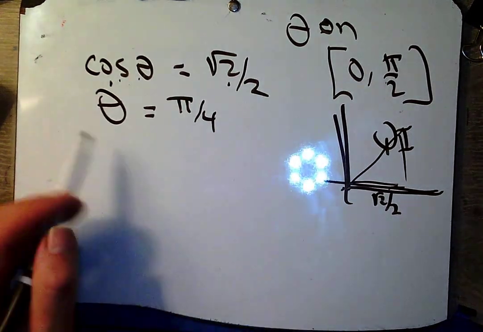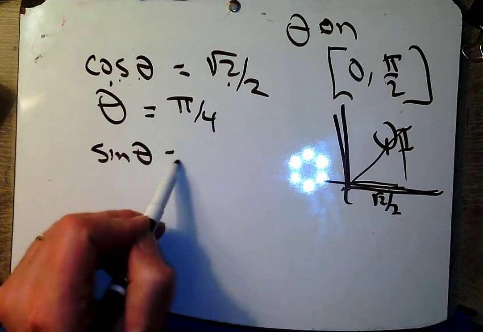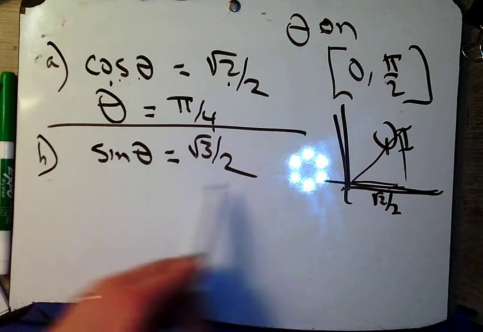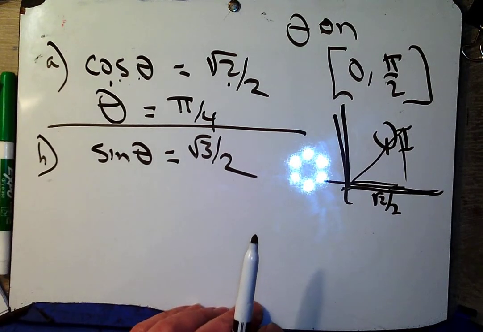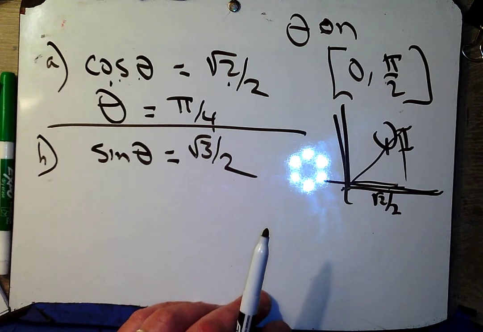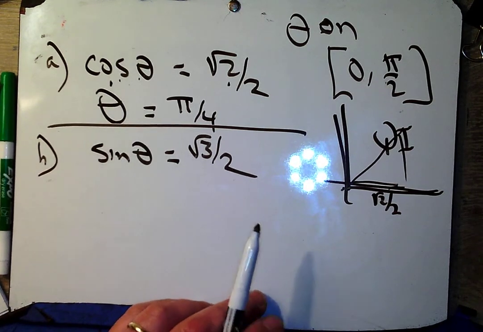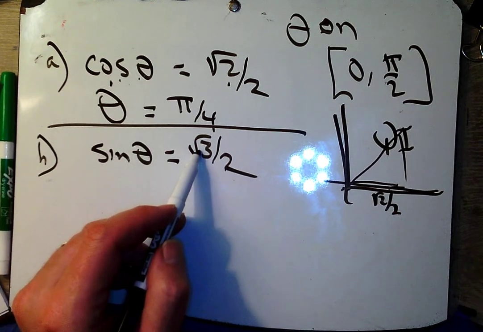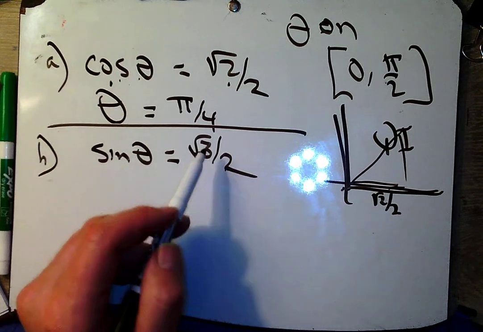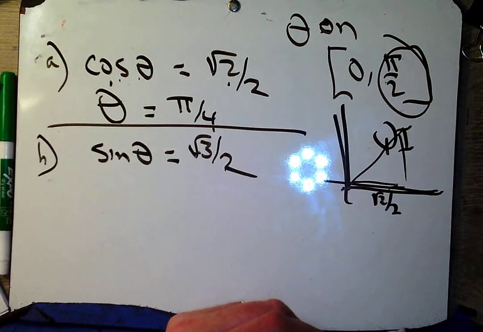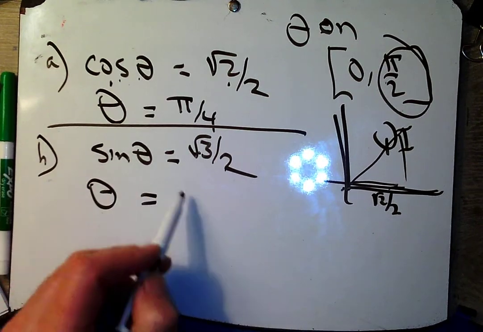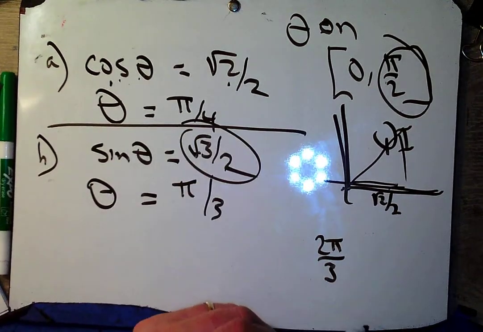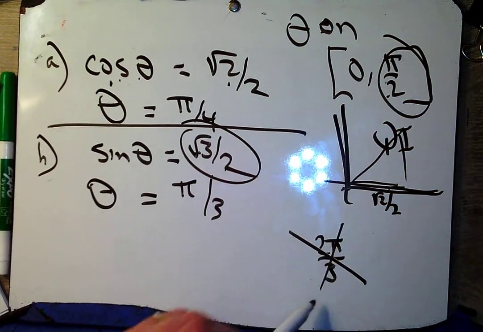How about sine of theta equals root 3 over 2? What do you get for that? So sine, the y value, is root 3 over 2. Well, that happens at 2 pi over 3 and at 1 pi over 3. But since we're stopping at pi over 2, we only have one answer here, and that's pi over 3. 2 pi over 3, while it has this y value, is bigger than pi over 2.